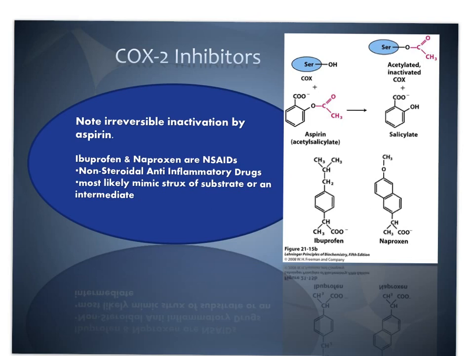All right. So what are some of the problems with these? If you just think about it, what's the problem with the COX inhibitor?